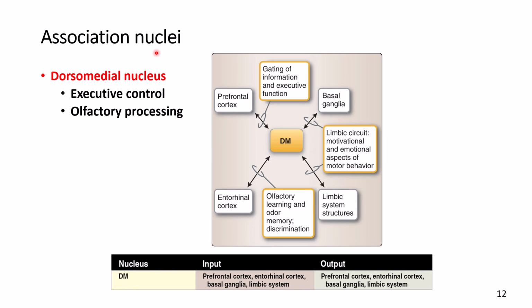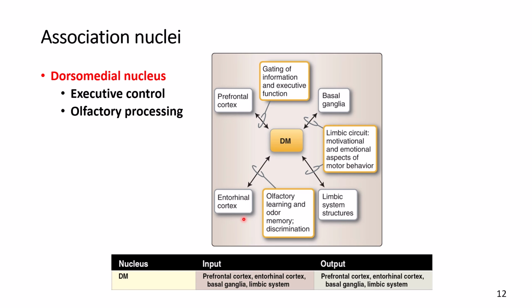We are still in the association nuclei. As I said before, there are two of them that are responsible for this. One is the pulvinar and the other one is the dorsomedial nucleus. Here, the dorsomedial nucleus has a bilateral connection with the entorhinal cortex, and the entorhinal cortex is part of the limbic system that provides information about odor and other types of olfactory sensory stimuli.